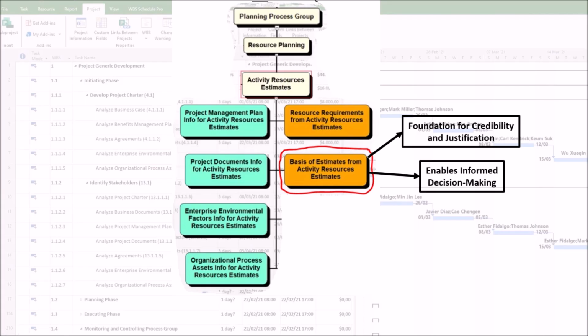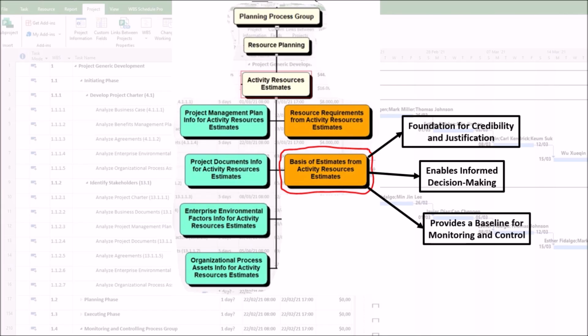2. Enables informed decision-making. Project sponsors and steering committees need to make trade-off decisions. The basis of estimates provides the necessary context for these decisions. For example, if the estimate for a specialized engineer is high, the basis might show it's based on a limited number of available experts. This allows management to decide if they should train internal staff, hire a contractor, or adjust the project scope.